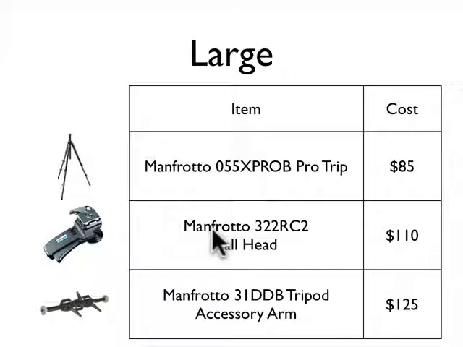In terms of a head, I would recommend the Manfrotto 322 RC2 ball head. This is designed for video cameras, so it gives you the ability to pan and tilt very readily and then to lock the device into position using the switch grip here, you can see down on the left. If you are getting one of these tripods, then an additional gadget you could consider is this, the Manfrotto 31DDB tripod accessory arm.